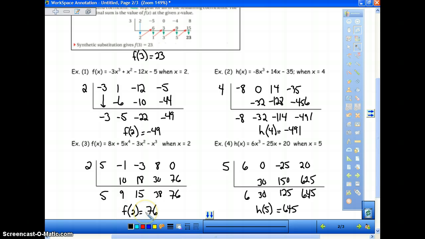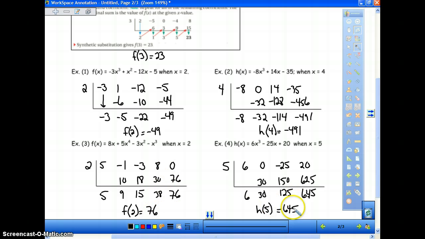If you got this wrong, one of the things you want to make sure is that you put it in order of decreasing power. So the 5 was in front of the x to the 4th, and then the negative 1 was in front of the x to the 3rd, negative 3 in front of the x squared, 8 in front of the x, and then we didn't have a constant. So don't forget that you have to have a 0 there. So that may have been the mistake there.